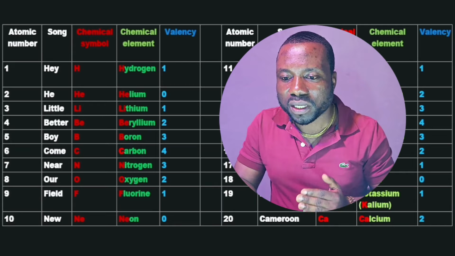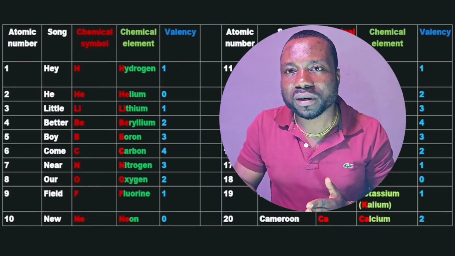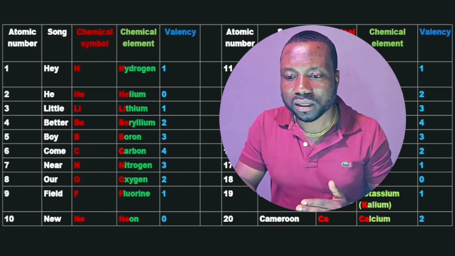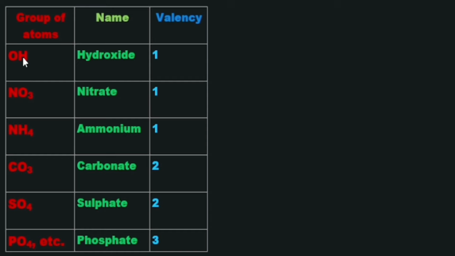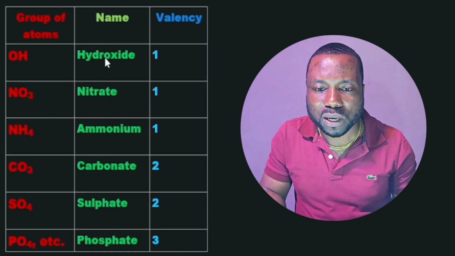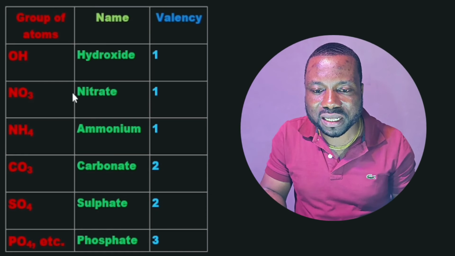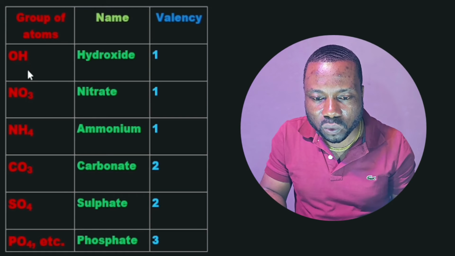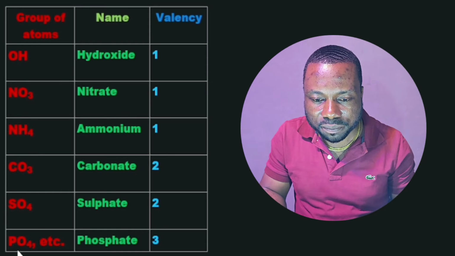Now, we define valency talking about group of atoms, which means that group of atoms also have their valencies, as we are going to see. The group of atoms that we will usually come across when writing the chemical formula of compounds will be OH, NO3, NH4, CO3, SO4, and PO4.